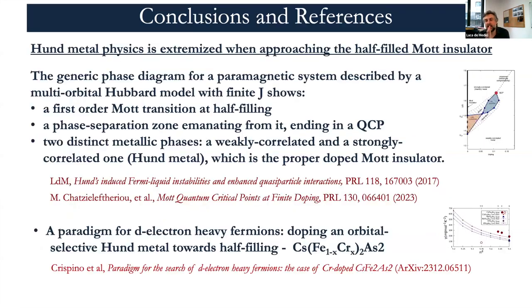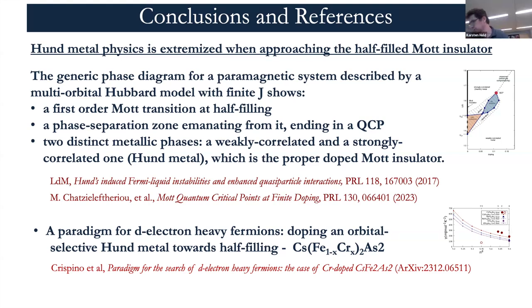So I go to my conclusions. I hope I have convinced you that Hund's material physics is nice, is very interesting, and most of all, that it is extremized when approaching the half-filled Mott insulator, so much that in the surroundings of this half-filled Mott insulator, thanks to the Hund's coupling, we have a frontier that basically divides a weakly correlated metal from an extremely strongly correlated metal, which is the proper doped Mott insulator, which I would like to identify with the Hund's metal phase, and which extends all the way to very, very large doping.